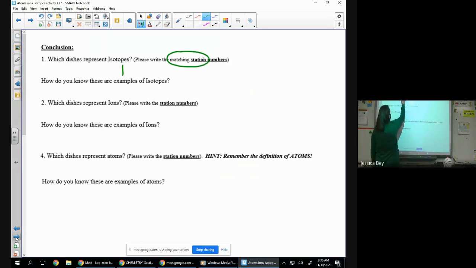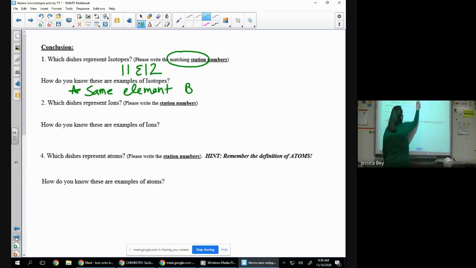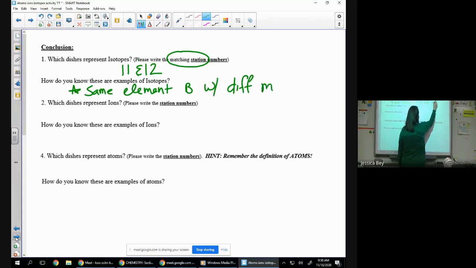So, for instance, when you look at station number 11 and number 12, they're both going to be oxygen, but one's just going to be a little bit heavier because remember, isotopes are the same element, but with a different mass. Okay, you have to have two of them to compare.